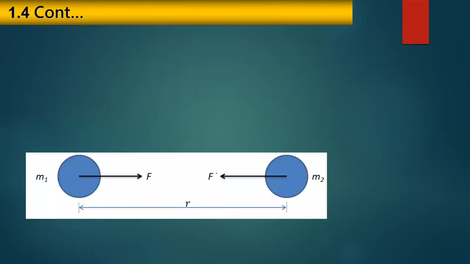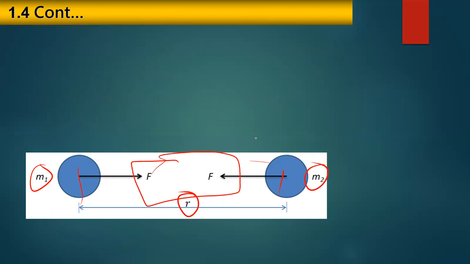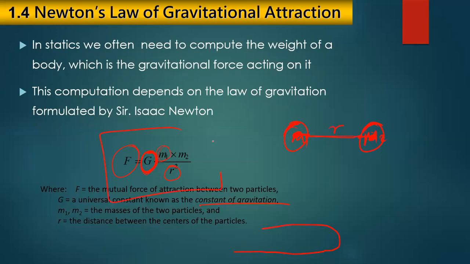So this is what I was just explaining. When you have two objects and you want to get the force of attraction between them, you simply get the distance from their centers. That is what you're calling R. Then you also get their masses, then you plug them into this formula there.